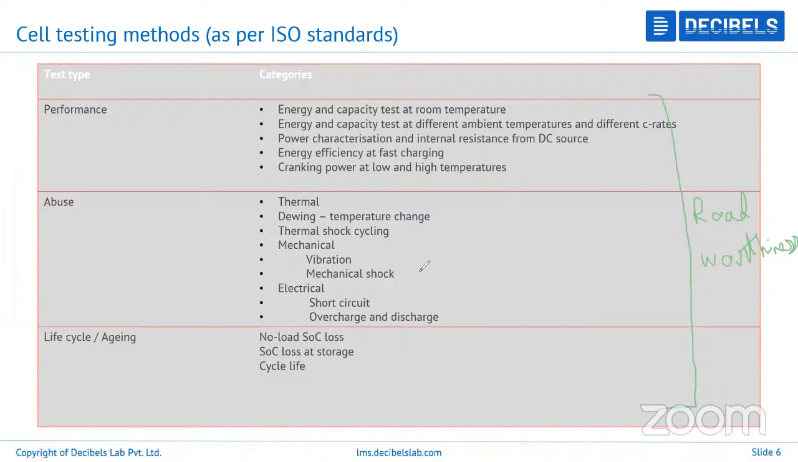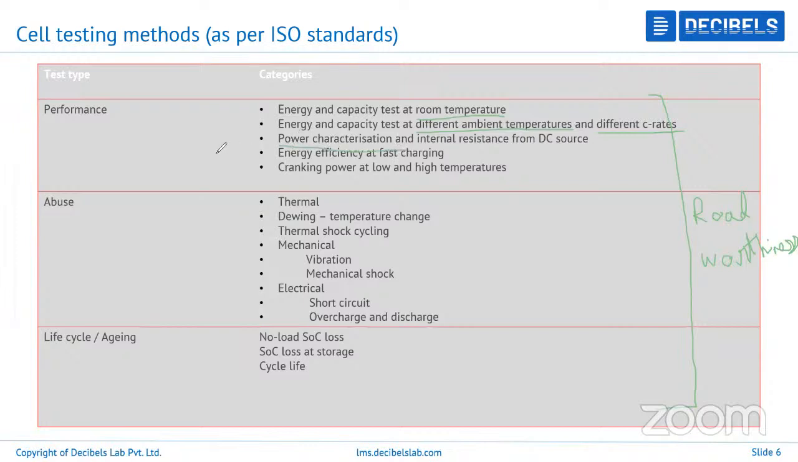Roadworthiness. All of this is needed in order to get the roadworthiness of the battery pack. In the upcoming session, we are going to see the static capacity test at room temperature and at different ambient temperatures, also at different C rates. Then we are also going to see pulse power characterization.